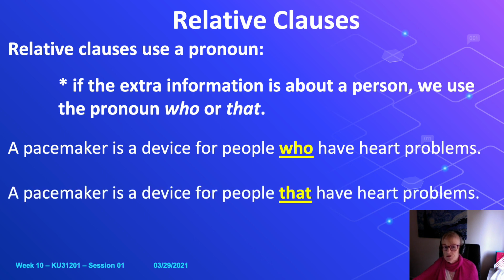We could also use the pronoun that. A pacemaker is a device for people that have heart problems. You can see that that one sounds the same and means the same as the first sentence. So when your relative clause is about people or about animals, we use the pronouns who or that.